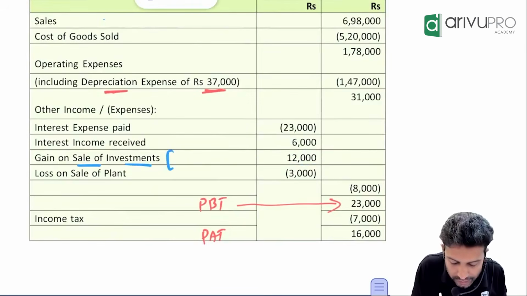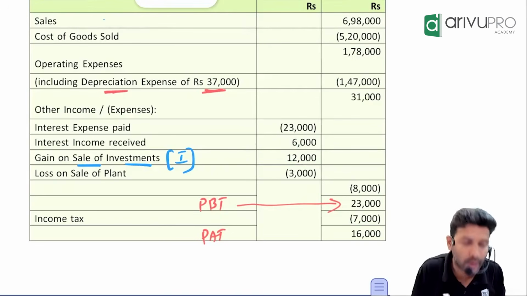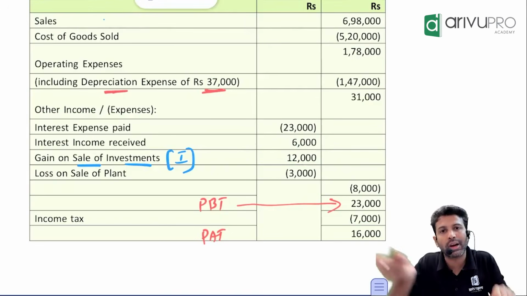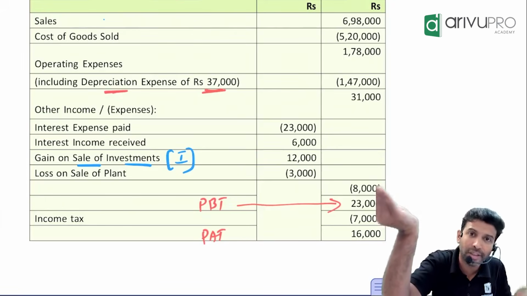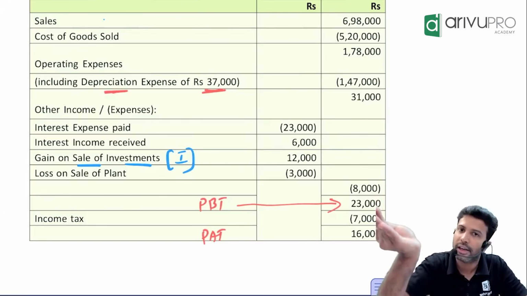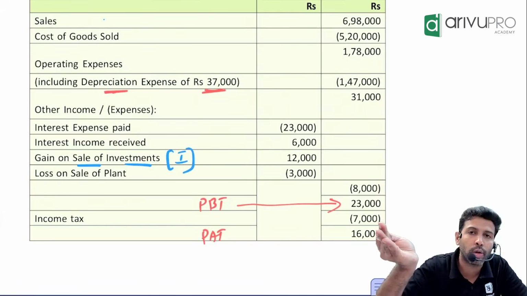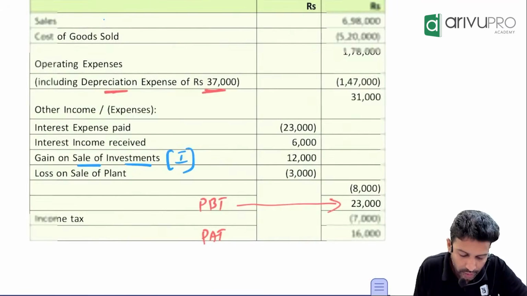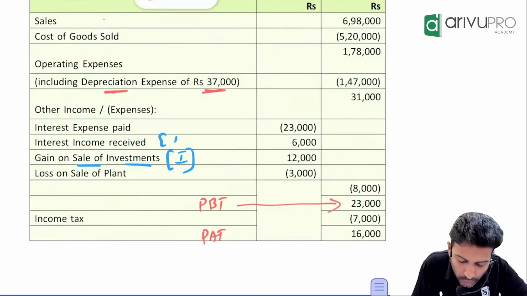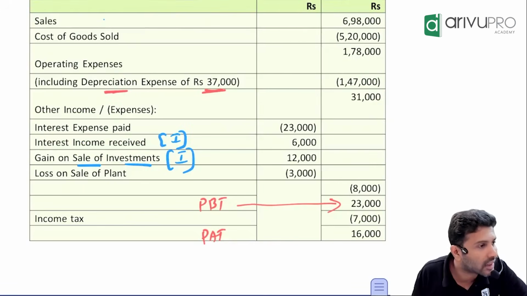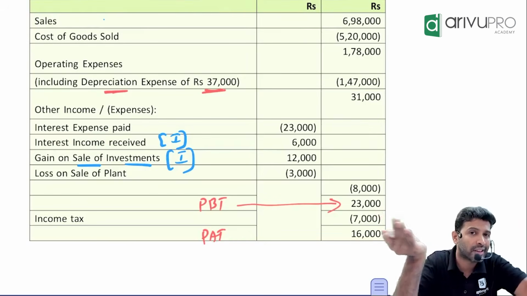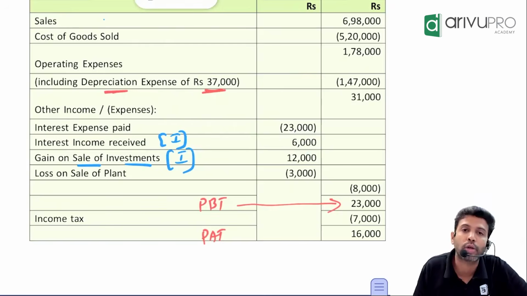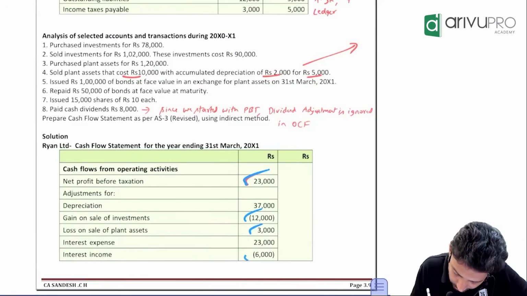Okay. Next adjustment. Gain on sale of investment. What activity? Investing activity. But this gain is transferred where? P&L. Due to this gain, P&L balance has increased. That means your OCF also has increased. But it is an investing activity, so what to do? Reduce. How much? 12. Have they reduced? Yes. Next. Interest income received. Interest received is an investing activity. But it is an income. Due to this income, P&L balance has increased, so your OCF also has increased. But it's an investing activity. So 6,000 we have to minus. Have they minused? Yes.